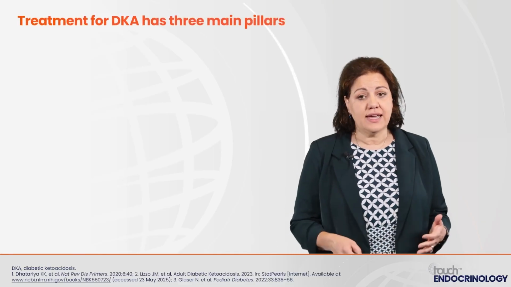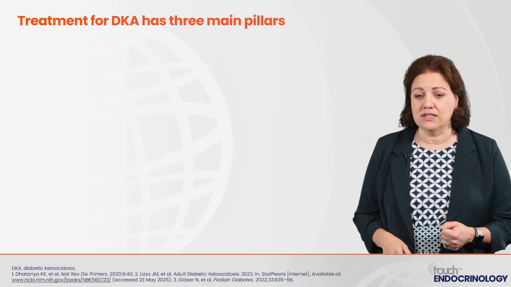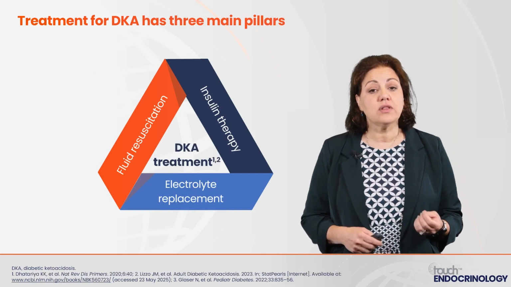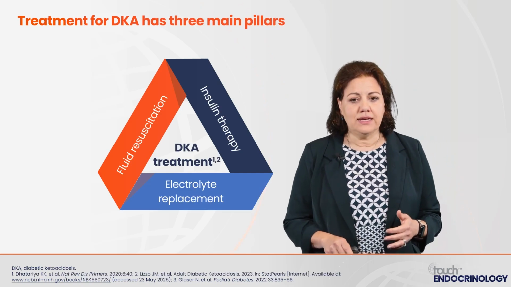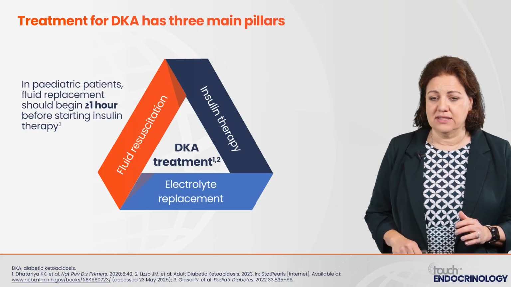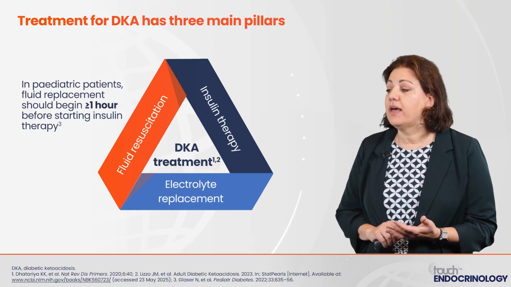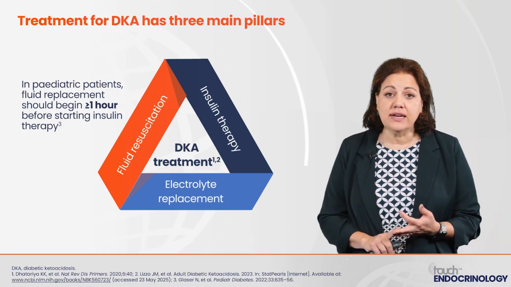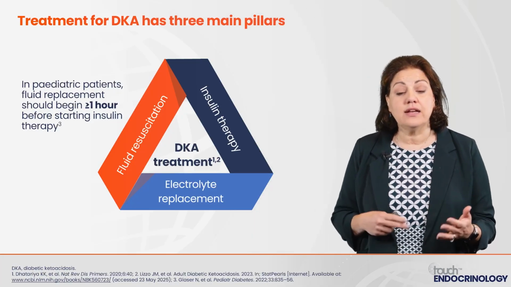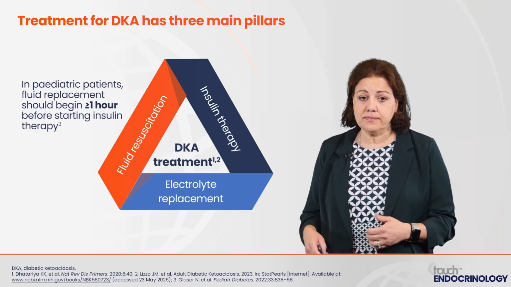So for management of DKA, we have our 3 pillars. Again, insulin therapy, which will be the crux of correcting acidosis, as well as lowering glucose. Fluid resuscitation, electrolyte replacement. A few caveats in peds. We always recommend giving fluid replacement an hour prior to starting insulin therapy. So most kids who come in with DKA, they're going to have nausea, vomiting, they may be dehydrated, and so we immediately start with normal saline boluses. And oftentimes people get 2 fluid boluses before we can even get IV insulin therapy started.